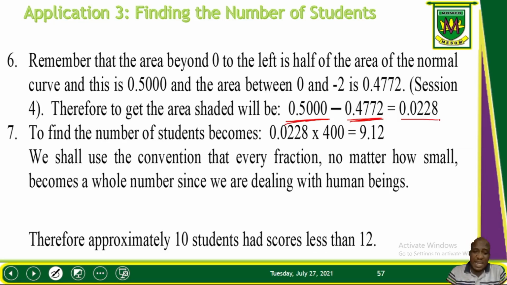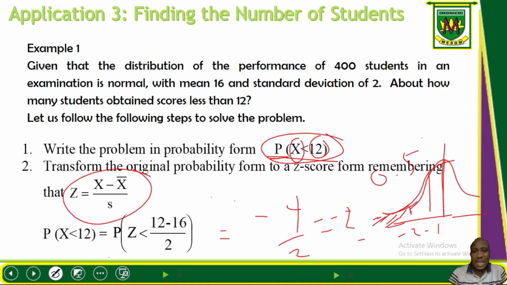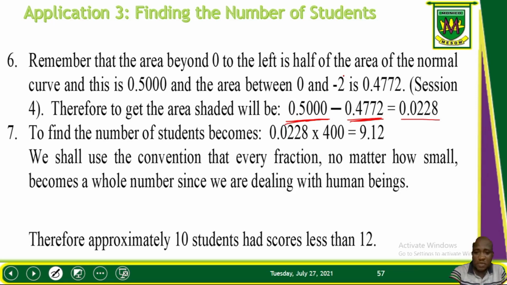Anytime you are asked to find the number of students, not the probability nor the percentages, if you want the number of students, how many students, after computing the normal probability, you have to move further to multiply your final answer by the total number of students given in the question. And here, remember, we are talking about a class of 400 students. So your final answer should be multiplied by 400. And this will give us 9.12.